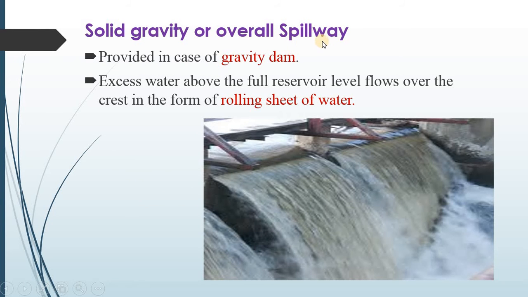Solid gravity or overflow spillway. Normally this type of spillway is provided in the case of a gravity dam. Excess water above the full reservoir level flows over the crest. Crest means the peak water level, in the form of a slow rolling sheet of water. So in this diagram you can see the rolling sheet of water flowing over. Such a structure is called the solid gravity or overflow spillway. This is the simplest spillway.